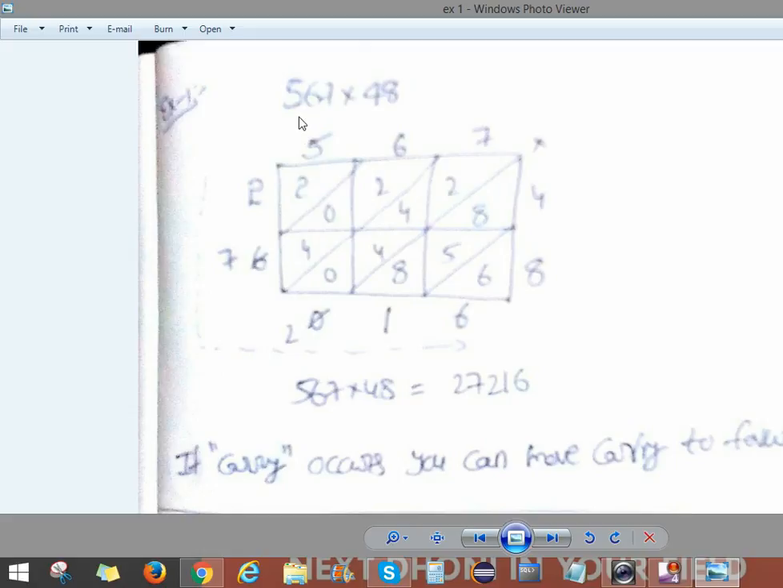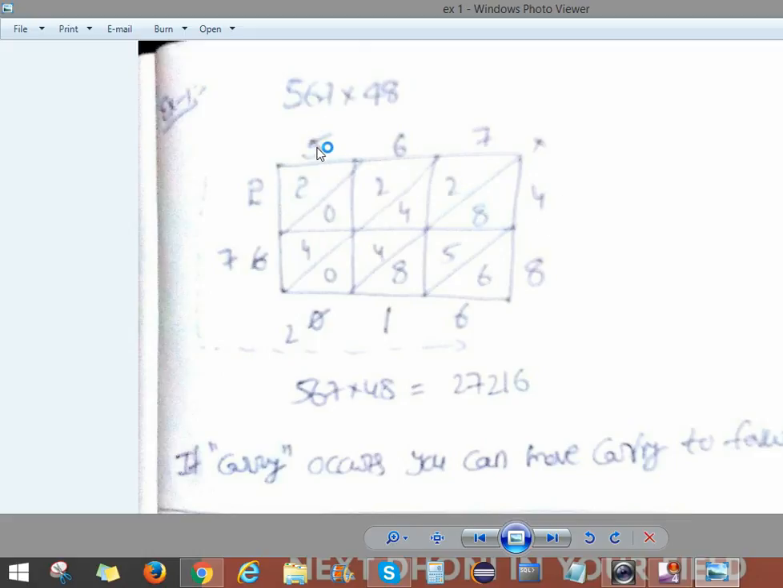So first of all, we write 567 in horizontal, and 48 in vertical manner. So what you have to do is 5 multiply with 4, you can get 20. You can write 20 with the separation of the diagonal box, and 6 into 4 you get 24, you can write 24, and another one is 7 into 4, that means 28, you can write 28.